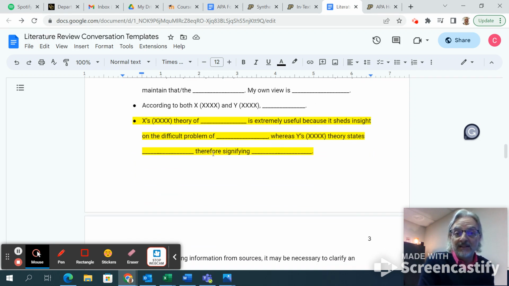Now, notice a few of these are highlighted. Some of these are highlighted because in the example at the bottom here, these are some that I used. I use these conversation templates all the time. I've got a dissertation paragraph that I'm going to show you here in a minute. So Jones's 2018 theory of blank is extremely useful because it sheds light on the difficult problem of whatever the topic is. Whereas, now we're going to bring in another author. So this is how we're putting them in conversation with one another. Whereas Smith's 2020 theory states blank, and therefore by one author stating this one thing, shedding light on the problem in this way, and this one saying that he says this or she says that, it means this. It's signifying what, okay?